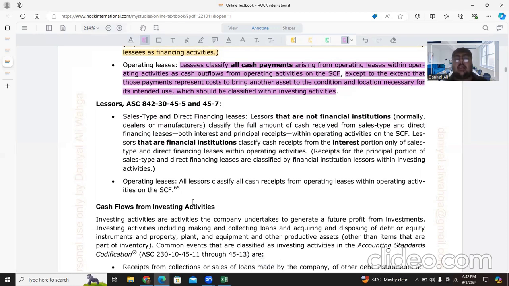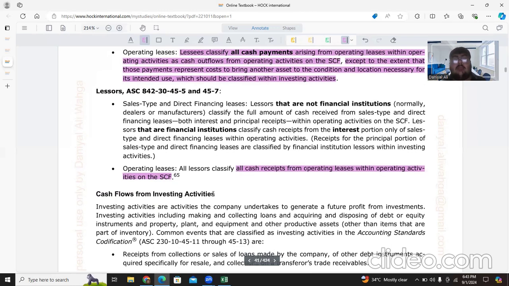From a lessor's point of view, if there is an operating lease, all lessors classify cash receipts from operating leases within operating activities. All right, so there is no jumble from the lessor's point of view. Then we come forward toward the cash flow from investing activities.